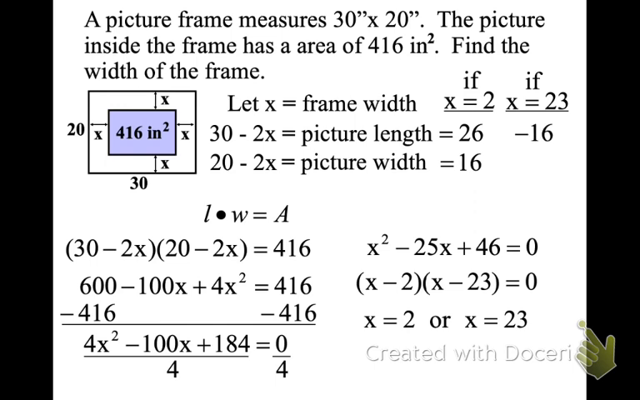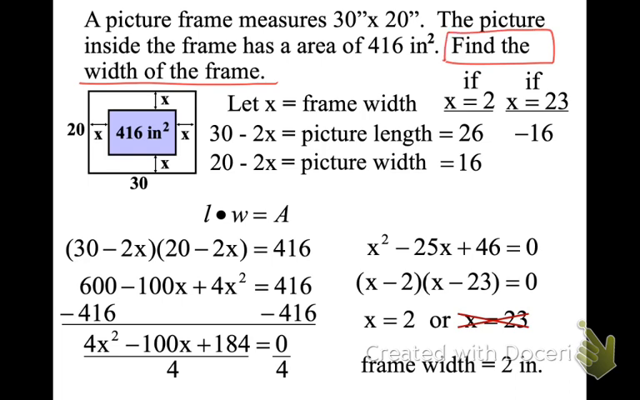We know that it doesn't work, so my answer is it has to be the frame width. The question is, always go back, find the width of the frame. We have the ability to find the length and the width, and we need to substitute in so that we can figure out which is the bad answer. But the question is, what is the width of the frame? We always go back.